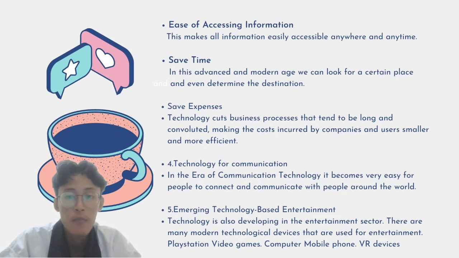Second, save time. In this advanced and modern age, we can look for a certain place and even determine the destination. For example, we can use Google Maps to go to some place. Third, save expenses. Technology cuts business processes that tend to be long and convoluted, making the cost incurred by companies and users smaller and more efficient. For example, in this age, we usually use the machine cashier. For example, we use e-toll.